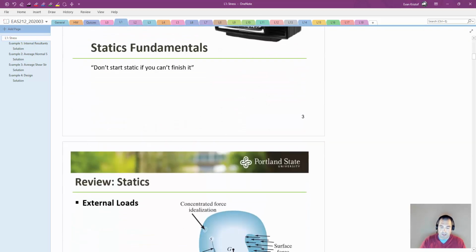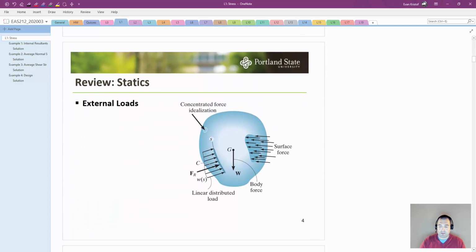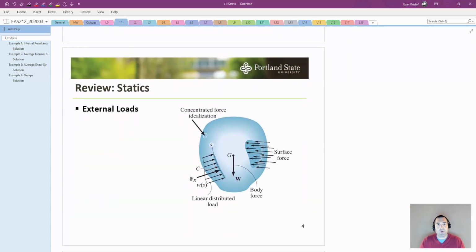So, what is stress? Well, we want to go back and review a little bit of statics first so we can figure out what the purpose of calculating a stress is. So you'll remember from statics that a lot of the workflow is simply looking at a system that has some external loading on it, and then we try to figure out how that load transfers to the supports.